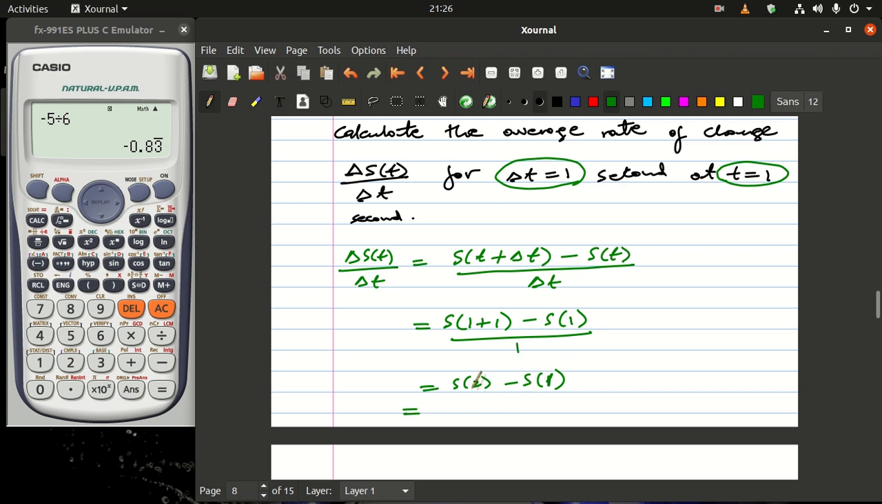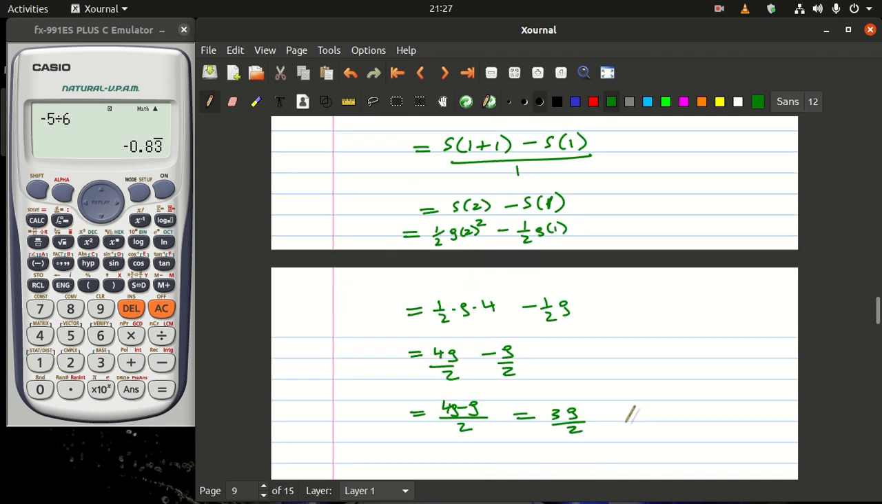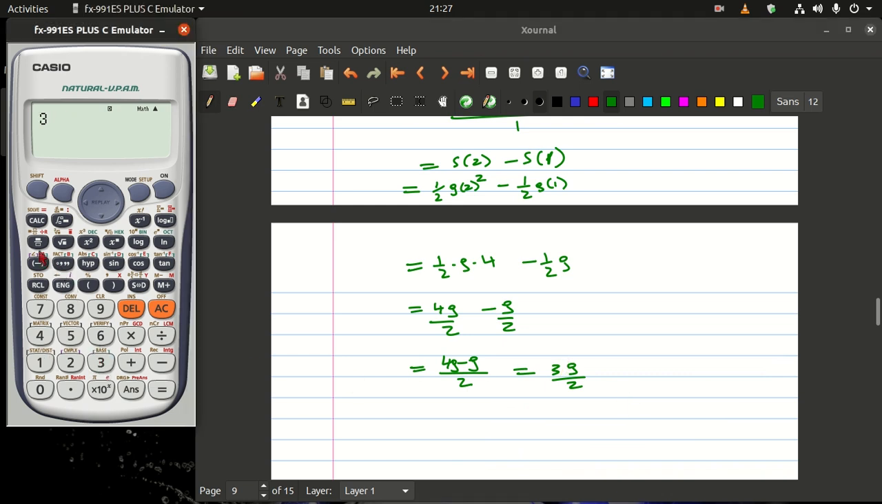Now, we want to find s of 2, which is not that hard from that equation. We have 1 over 2 times g times 2 squared, minus 1 over 2 g times 1. Then the final answer will go smoothly: 1 over 2 times g times 4, minus 1 over 2 g. Placing the 4 as a numerator, we have 4g over 2 minus g over 2. Looking at the 4, we have a 2 and a 2, so I can keep only one 2, and then I'll have 4g minus 1g, which is the same as 3g divided by 2.